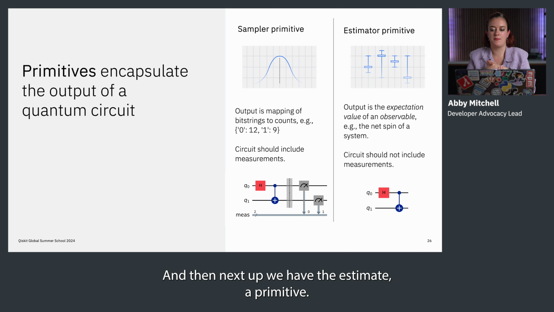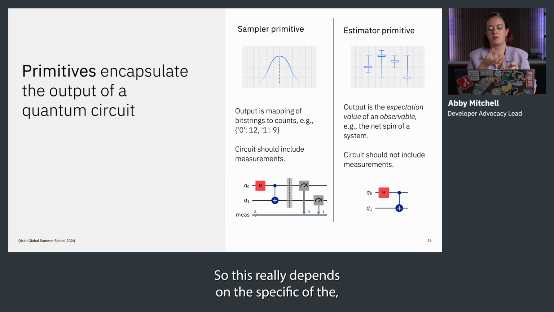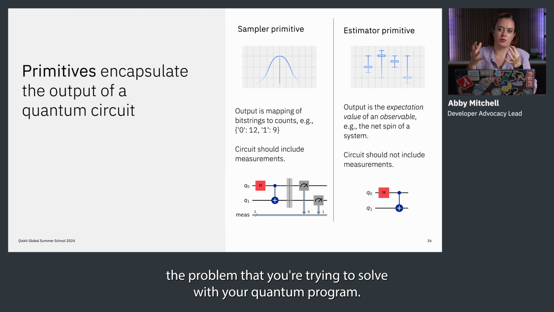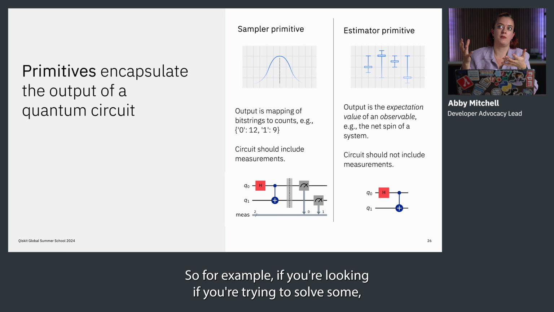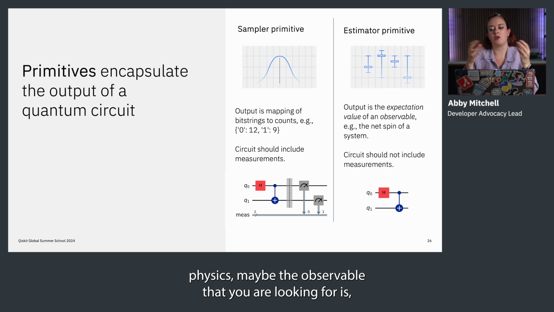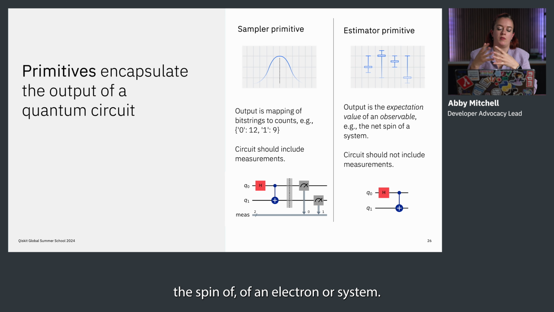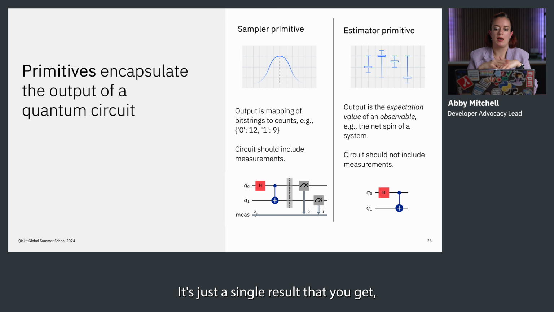And then next up we have the estimator primitive. The output of an estimator primitive is an expectation value of an observable. So this really depends on the specifics of the problem that you're trying to solve with your quantum program, and this can be very domain specific. So for example, if you're trying to solve some numerical problem in high energy physics, maybe the observable that you are looking for is the spin of an electron or a system. And so your expectation value is what you're looking for here. It's just a single result that you get.